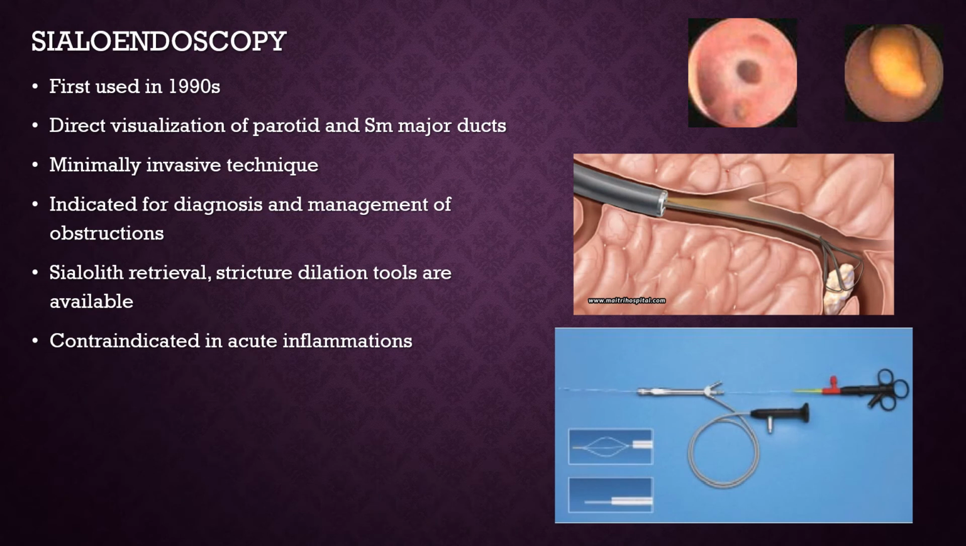Sialoendoscopy was first used in the 1990s. It is slightly different from sialography. In sialoendoscopy, as the name suggests, it is a direct visualization of the parotid and submandibular major ducts. It is minimally invasive. It's a technique which is indicated for diagnosis and management of obstruction, specifically within the ductal system. And sialolith retrieval and stricture dilation tools are available, as you can see in the picture here, which can help to retrieve especially an obstruction caused by stones within the ductal system. Again, sialoendoscopy is contraindicated in acute inflammations.